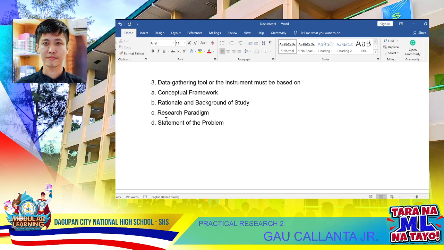How about the third question? Data gathering tool or the instrument must be based on conceptual framework, rationale and background of the study, research paradigm, statement of the problem. Okay. Data gathering tool, what is it based on? What does it answer? Okay, correct. It answers the questions in the statement of the problem. So they are related to each other, the data gathering tool and the statement of the problem.